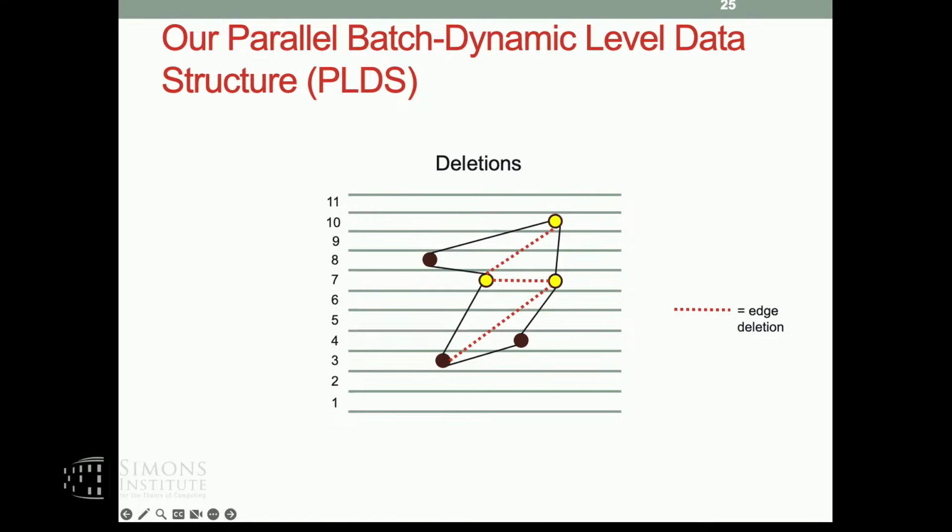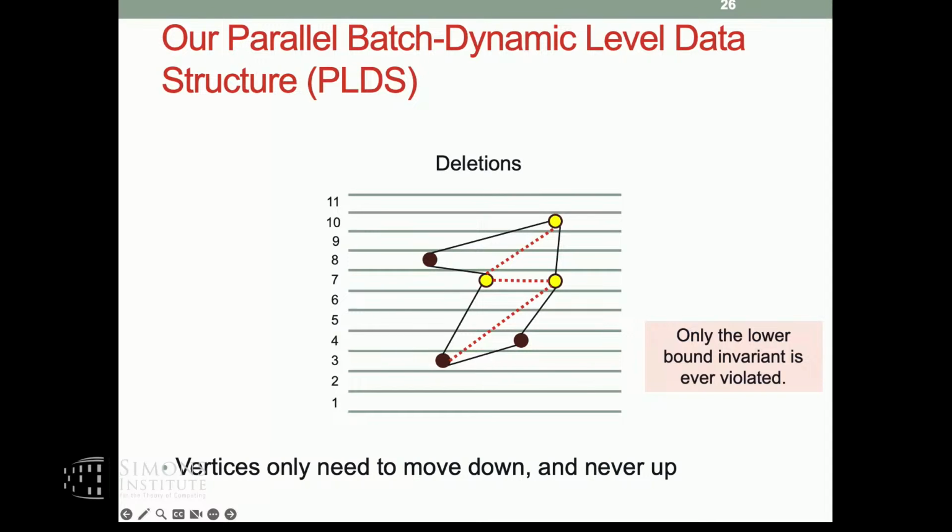Okay, so the first thing to notice is that when I delete edges, only the lower bound invariant can be violated. So when I delete edges, vertices could lose up neighbors, but they can never gain any. And therefore, I only need to move vertices down to make sure that their lower bound invariant becomes satisfied again. I never need to move them up.